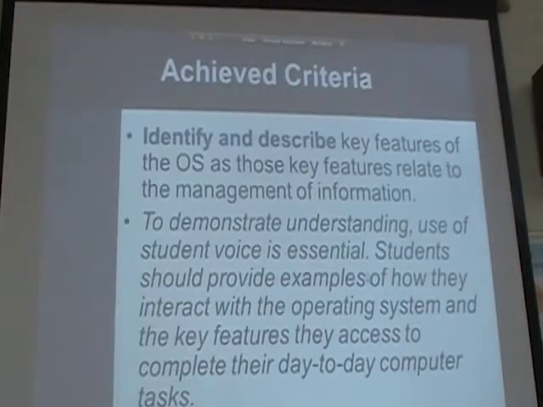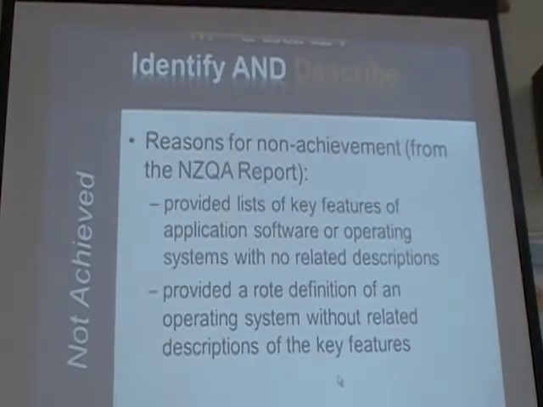Again, identify and describe. So not just a list of key features, like it's not just the list of, it allows you to multitask, launch an application, manage your files. That's just identifying. We need the describe. Provide examples of how they interact with the operating system and key features, and access to complete their day-to-day computer tasks. From the report, they just identified and not described or provided a rote definition of operating systems without related descriptions of the key features.